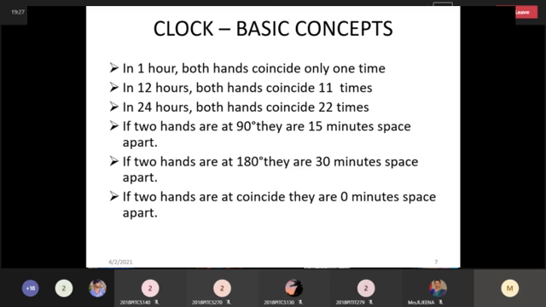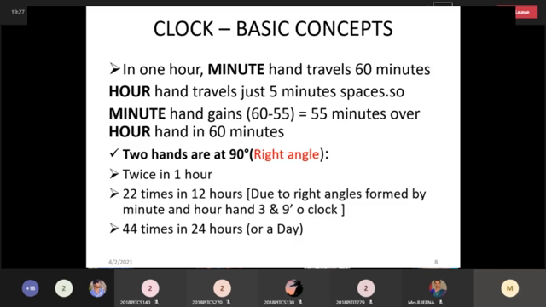Next one, students, in 1 hour, the minute hand travels 60 minutes, and the hour hand travels just 5 minute spaces. So the minute hand gains 60 minus 5, that is 55 minutes over the hour hand in 60 minutes. So let's see the conditions.